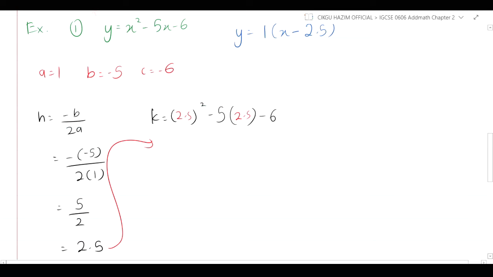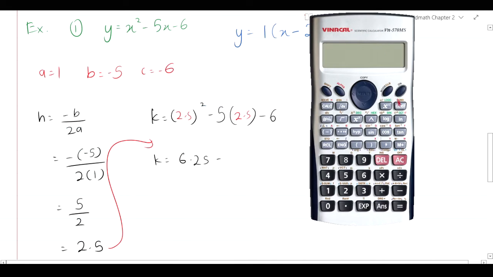Then you continue. This one you can press in the calculator. So k equals 6.25 minus 5 multiplied by 2.5. If you want to change back the mode, just press mode 1. So 5 multiplied by 2.5, you're going to get 12.5.